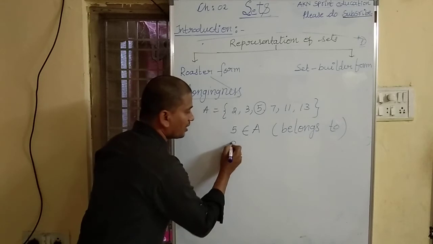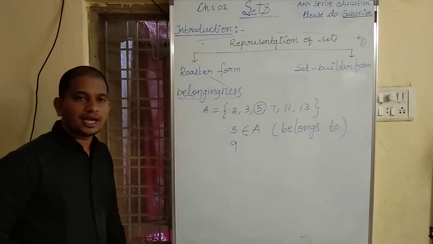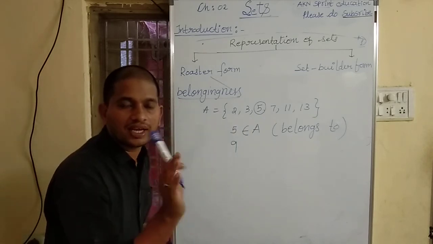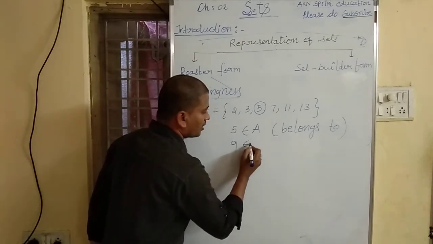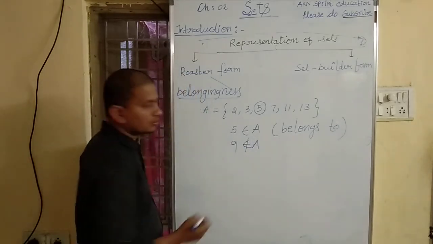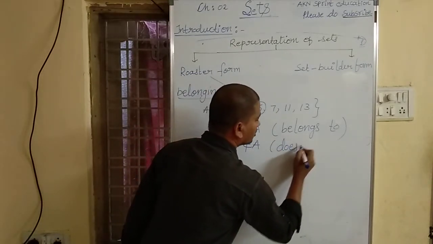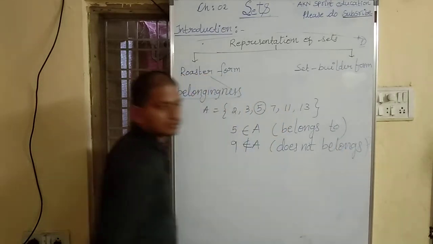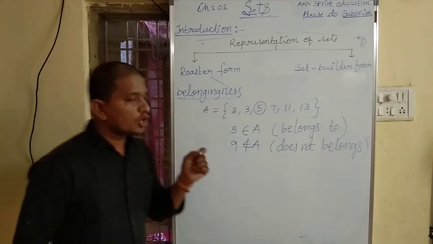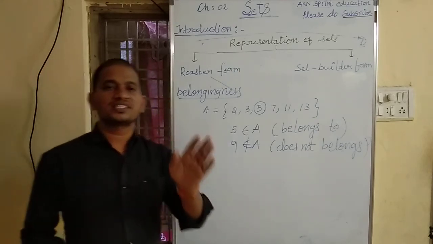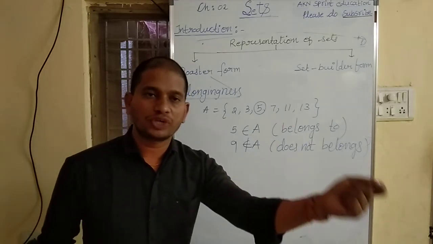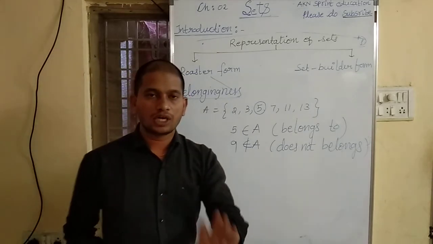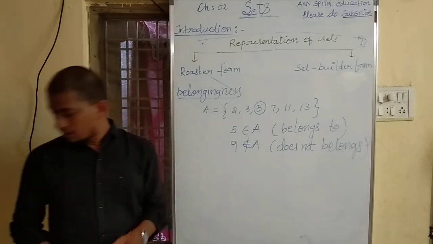Suppose the element 9: is it there in set A? No, 9 is not there in set A. Then we say that 9 does not belong to set A. Understood what you mean by belongingness of the set? If the element is there in the set, we say that the element belongs to the given set. If the element is not there in the set, then we say that the element does not belong to set A.